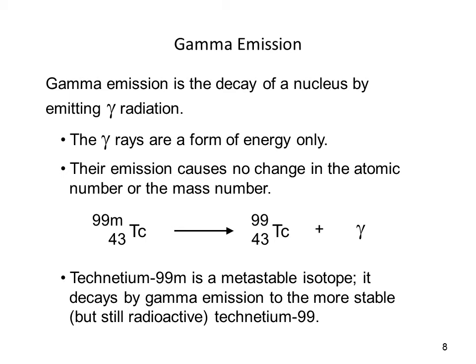Gamma rays, even though they are not particles, are the form of light with the most energy, more energy than even an X-ray. And so when they collide with something, they have a tremendous amount of energy, and they can do a great deal of damage.